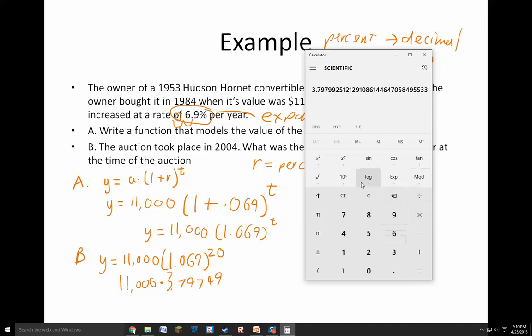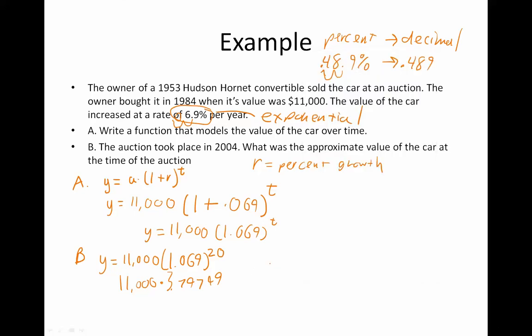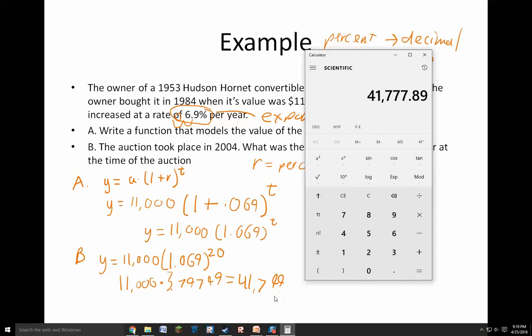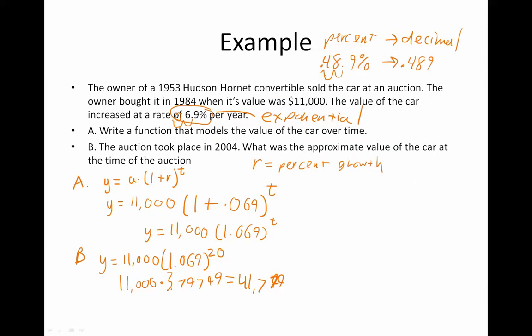So I'm going to take 3.79799 times 11,000. And I'm going to get 41,777, sorry, 41,777 and 89 cents. So it's important to use your order of operations here. Do your exponent first, then multiply. All right?